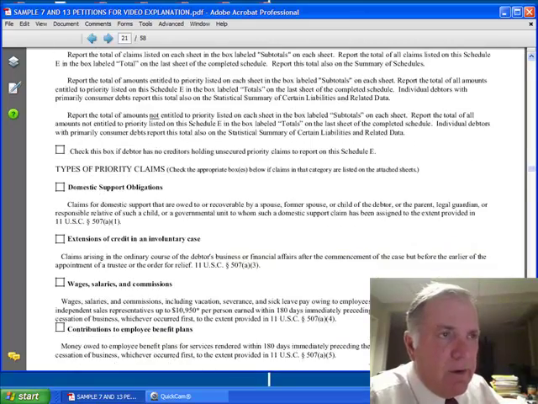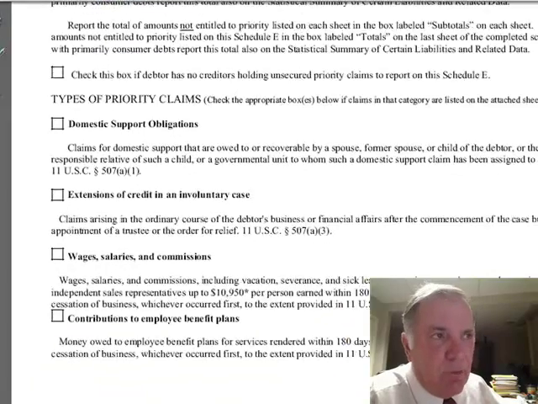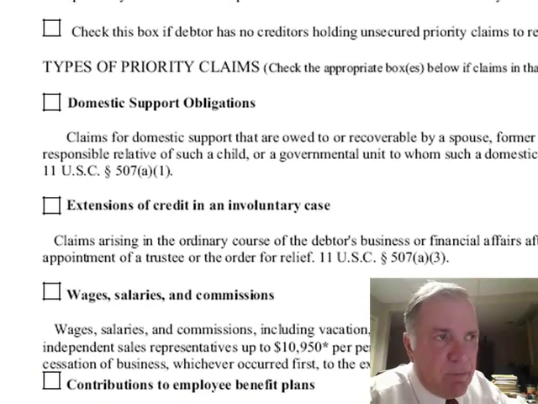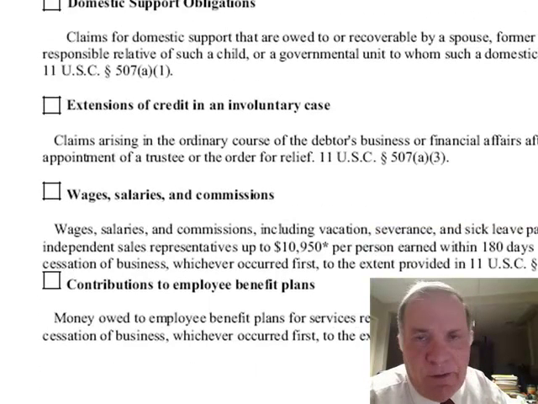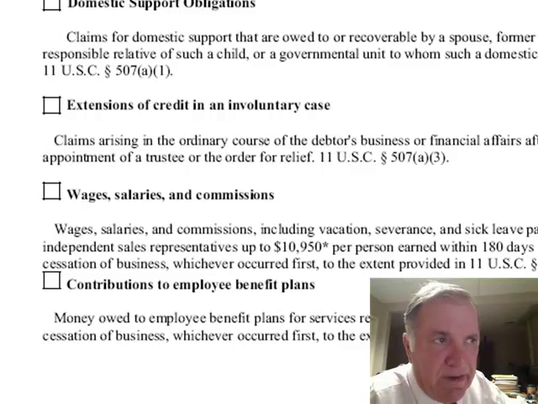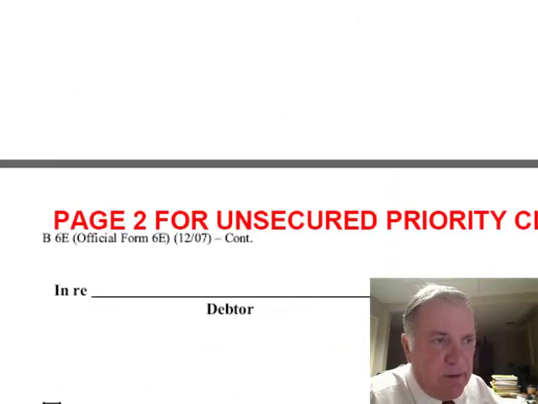If you'll notice that within this schedule of priority creditors, they want you and I to tell them, well, what kind of priorities do we have? Domestic support obligations, wages, salaries, and commissions. Let's say you had employees and they were due wages and you hadn't paid them, and then you filed bankruptcy. Well, we'd have to list that as a priority claim. Contributions to employee benefit plans. Let's say you're a plan administrator and you didn't put the money in, or you're the administrator of your own plan and you owe it money. That's a priority claim. We'd list that.